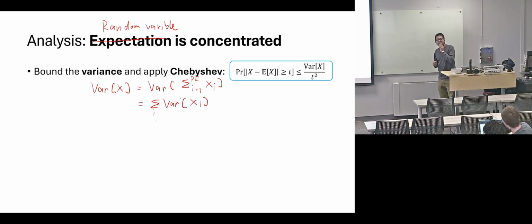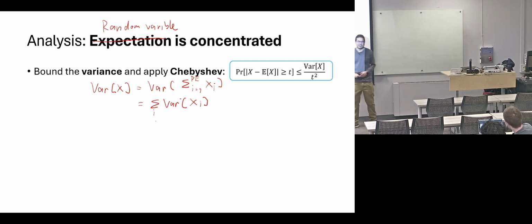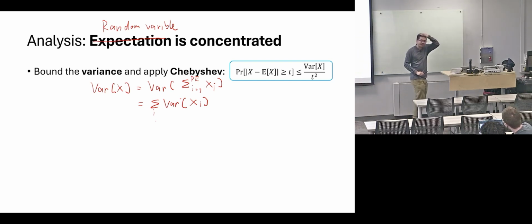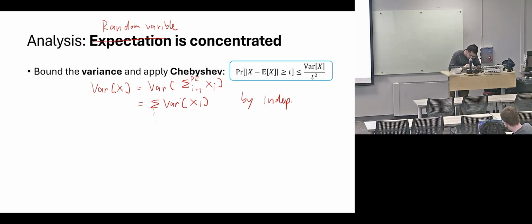Why is that? Is xi independent? Yeah. When the xi are independent, variance is linear. Linearity is always the case for expectation, but not for variance. But in our case, it is fine, by independence.